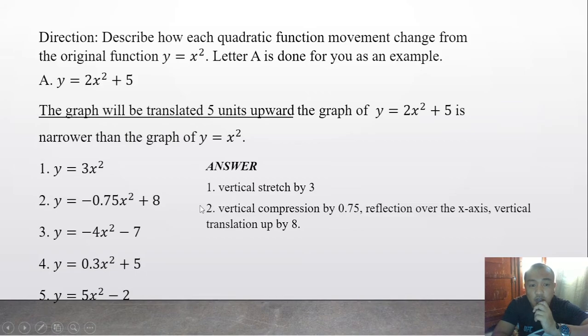Ay, teka, reflection. Magre-reflect siya kasi negative. So it will open downward, so reflection over the x-axis. Vertical translation by 8.